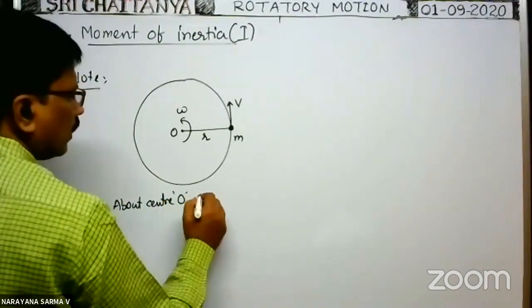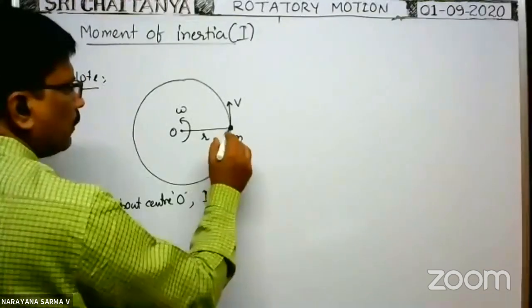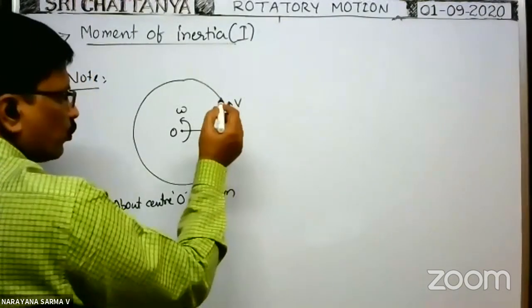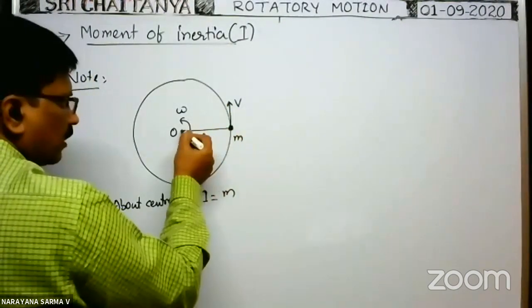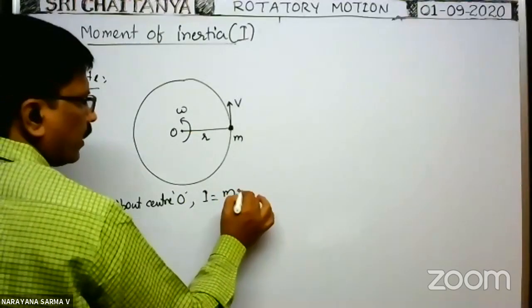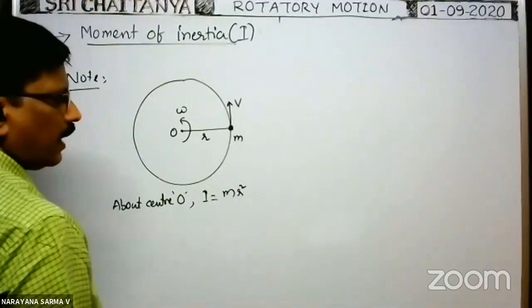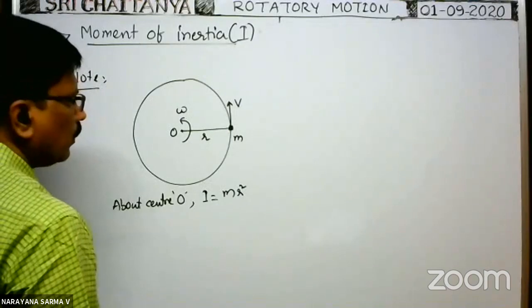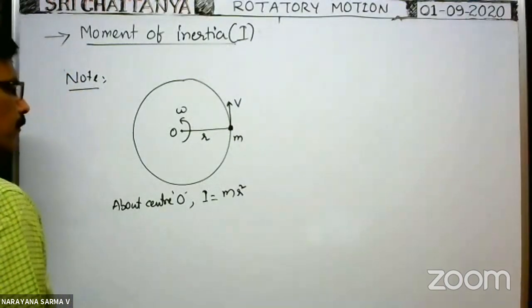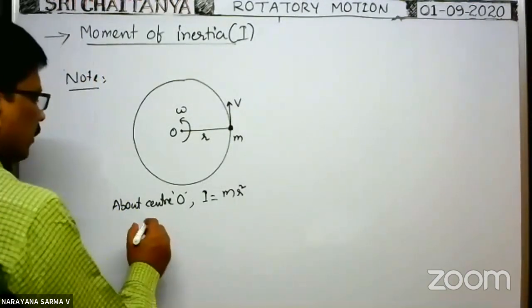About center O, the moment of inertia I is equal to the mass of the particle into the square of the perpendicular distance of the particle from the axis of rotation, that means m r square, no? Okay. Now, what about the angular momentum?